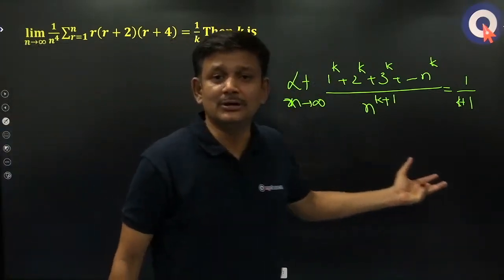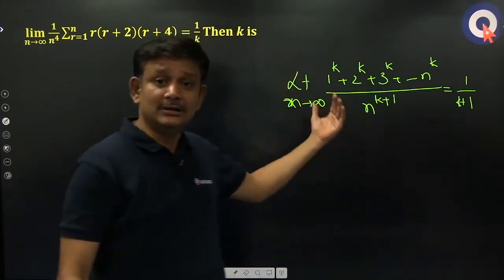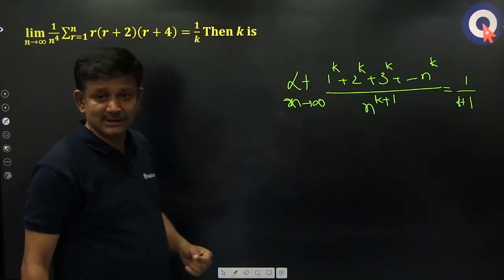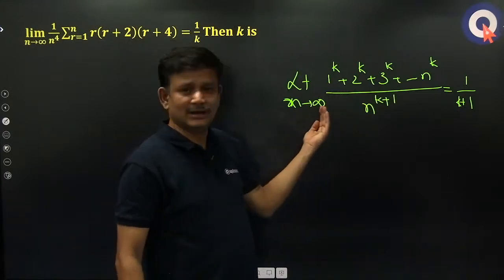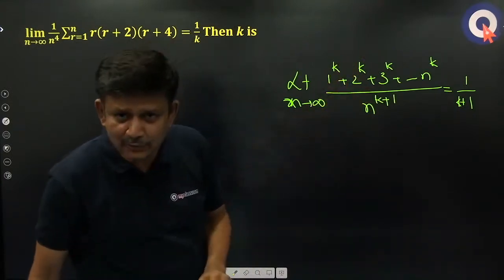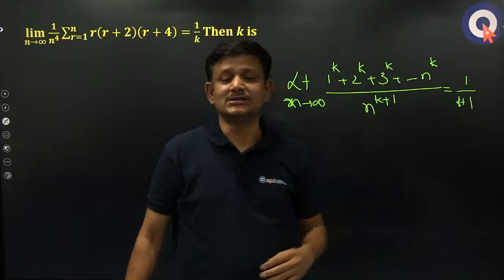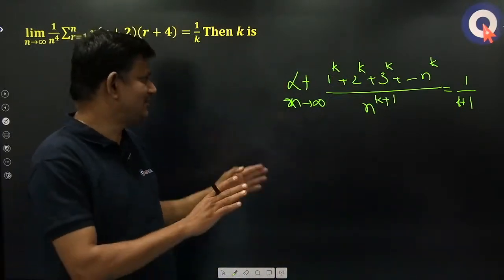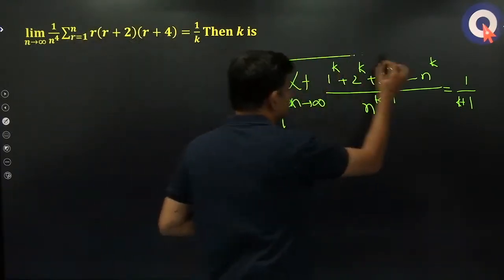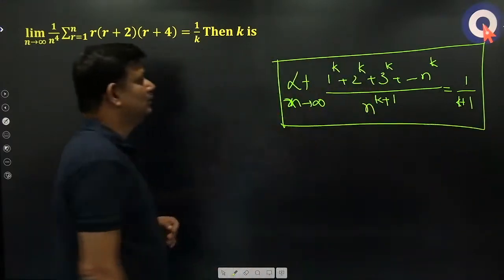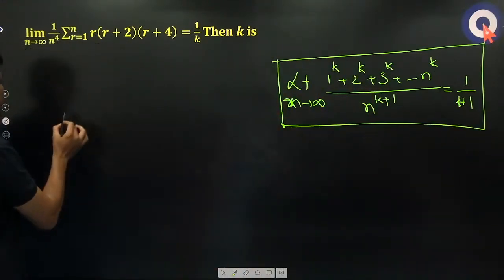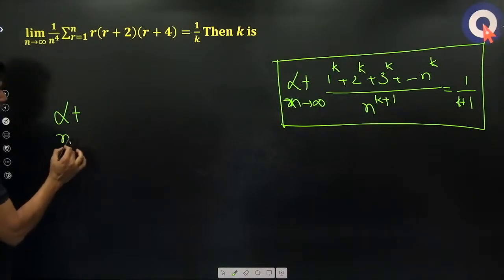You can prove it with your algebra and also with your definite integral as a summation of 1 by n. You can take common integral of x power k, whose answer will be 1 by k plus 1. So this is a very standard result which you have to remember. Now, this question is based on that.